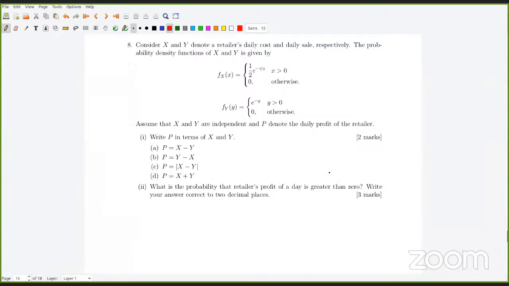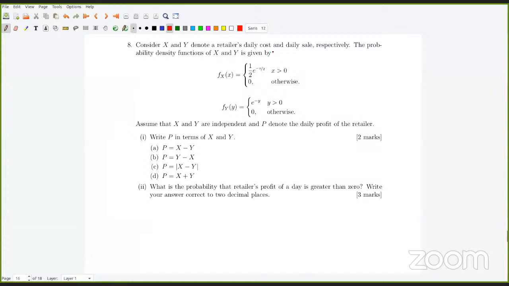So consider x and y denote a retailer's daily cost and daily sale. The probability densities of x and y are given to you. Now we are asking about some new random variable p, which denotes the daily profit of the retailer. Now write p in terms of x and y.